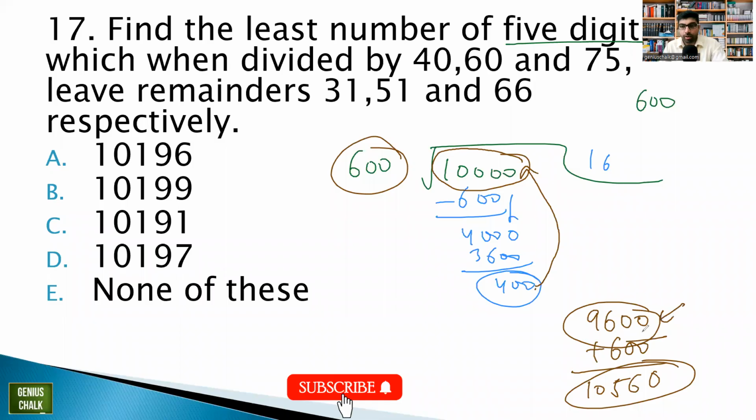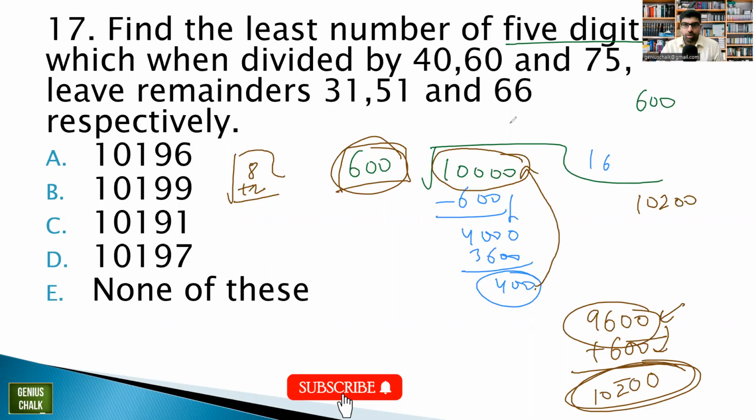Because it's a 4-digit number, I have to find the next multiple. Like if I want to find the next multiple of 8 after 8, I will add 8. This is the logic. So to find the next multiple of 600 after 9600, I have to add 600, and you will get 10200. But remember, we have this difference also in mind. This difference was 9, so I subtract this 9, and my answer is option C.